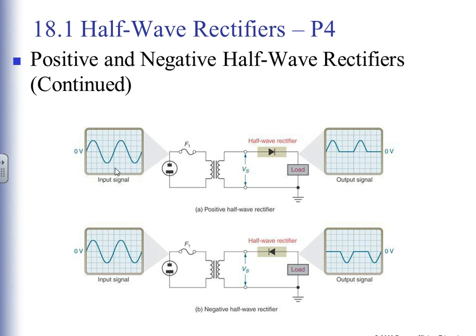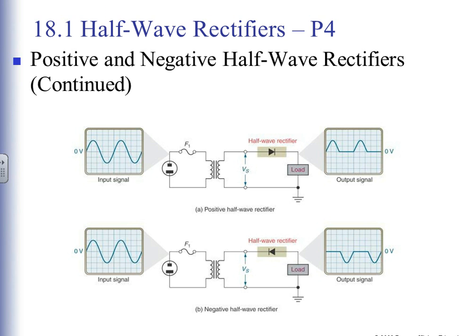Anyway, I can take an AC signal and put one lousy diode in it, and now that I have that diode in there, the positive part of the AC signal on forward bias gets passed through. The negative part of the AC signal is thrown away. It's not there anymore. So now I have a half-wave rectifier.